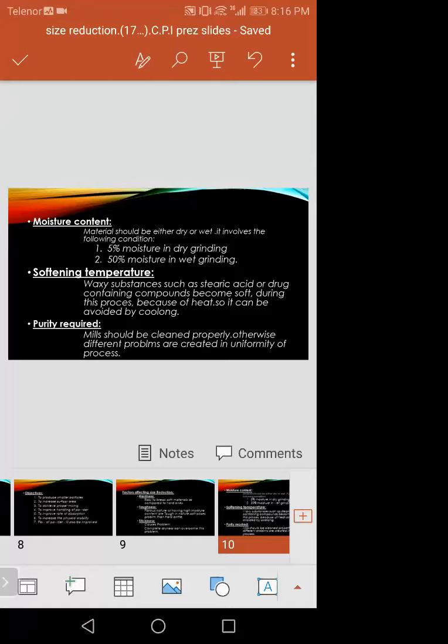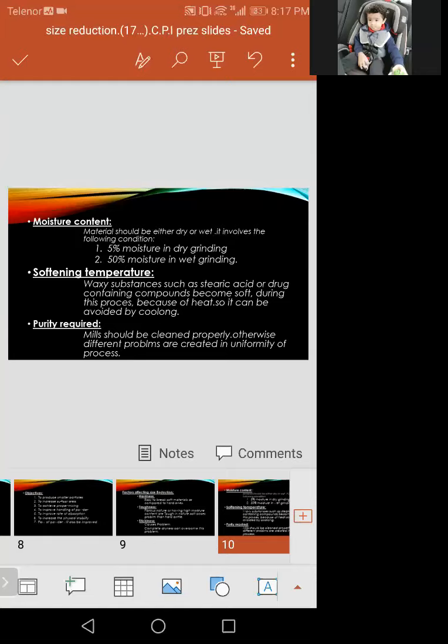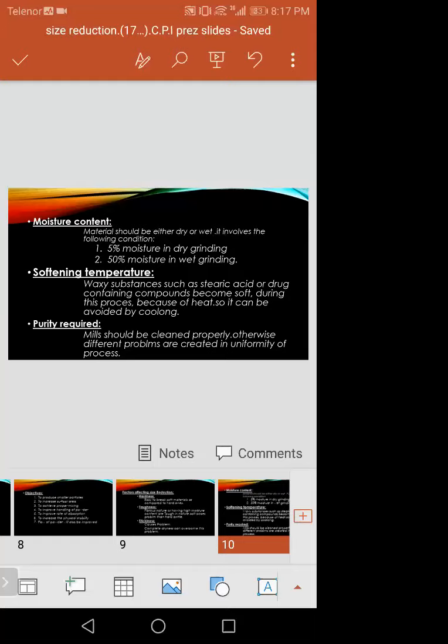Then there is softening temperature. If we talk about waxy substances, for example, stearic acid or drug-containing compounds, they become soft when heat is produced. Because this process of size reduction is heat producing, as we are applying external forces here, the heat produced can create problems for the substance that is being reduced. So to overcome this problem, we can put the whole process or machine into cooling. So softening temperature is also a factor here.